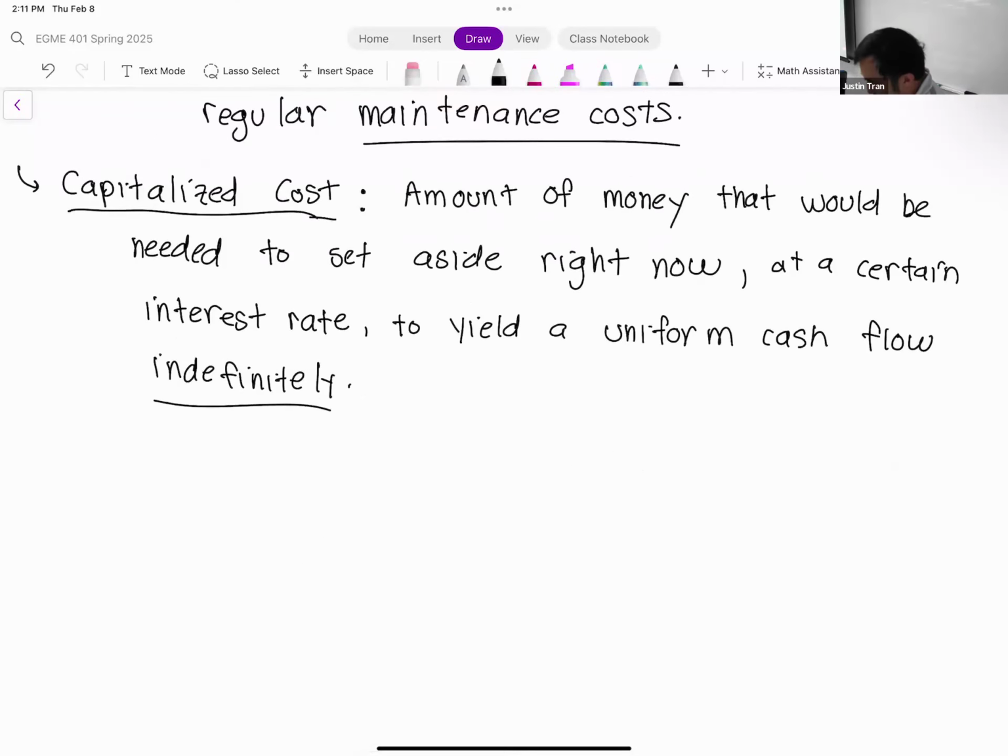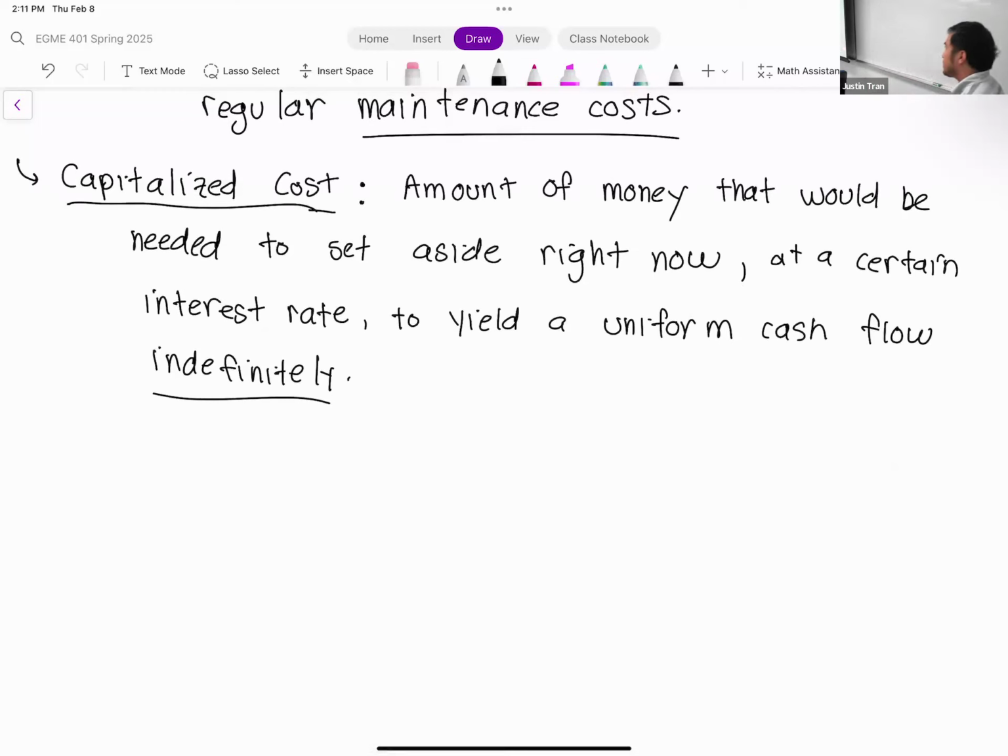So basically, what this means is that you're going to set aside a very large sum of money. Usually it's very, very large. And then you're just going to collect the interest each year to pay for these maintenance costs.